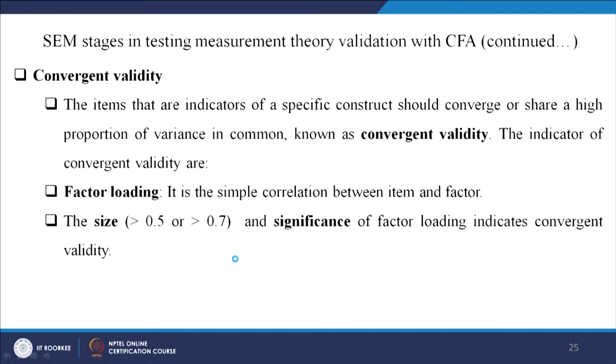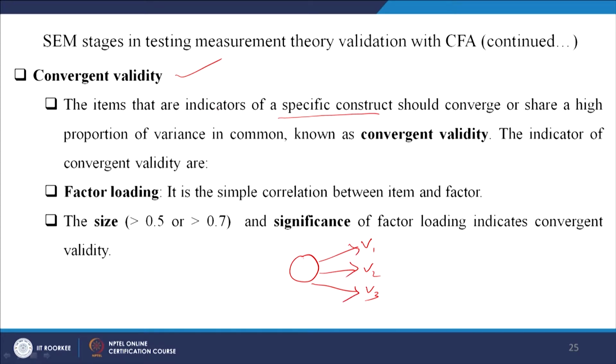So let us see. The second is convergent validity. These are the items that are indicators of a specific construct. As I said, a construct can have, let us say minimum, 3 items or indicators, V1, V2, V3. Okay, this is a reflective construct.